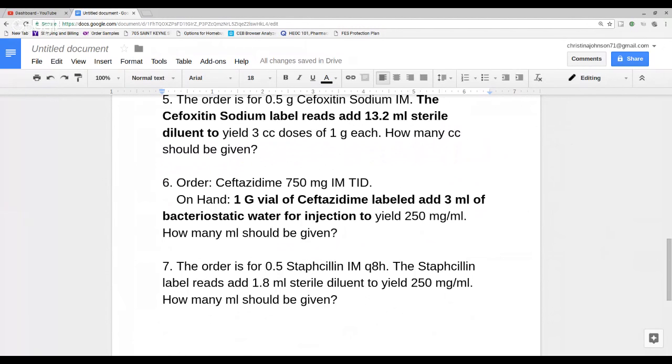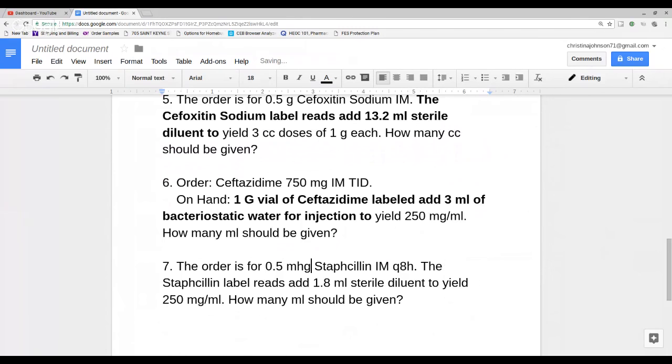Okay. All right. So number 7, the order is for 0.5 staph-cillin IM q8h. The staph-cillin label reads add 1.8 milliliters sterile diluent to yield 250 milligrams per milliliter. And I'm pretty sure this is milligrams. Sorry, guys. All right, so we have milligrams on top and bottom, so we don't have to do anything. So 0.5 times 1 is 0.5 divided by 250. That might be grams, though. Whatever. We'll see.